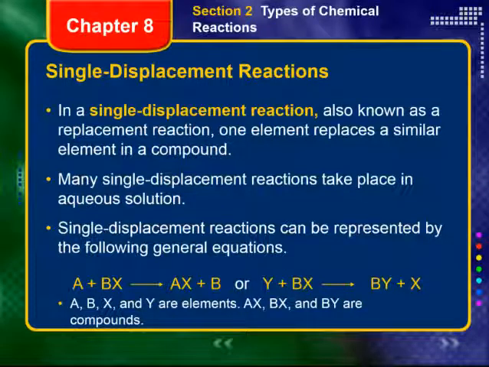And the key thing here is this word similar. In our first example here on the left, A and B are both metals, and so A is only going to replace B because a metal will only replace a metal. Similar will replace similar. Over here on the right, we have B as a metal, and Y and X as nonmetals. And so Y replaces X to bond with B, so it's nonmetal replacing nonmetal. Similar replacing similar.